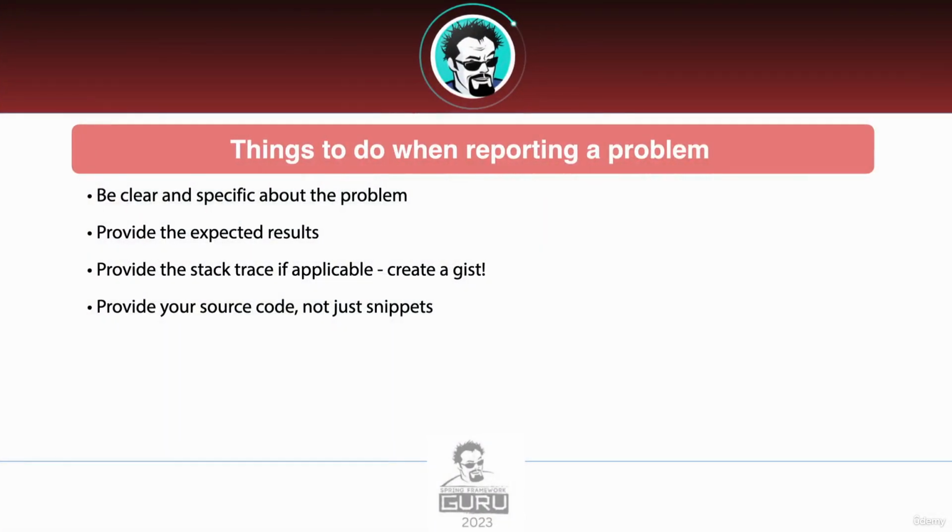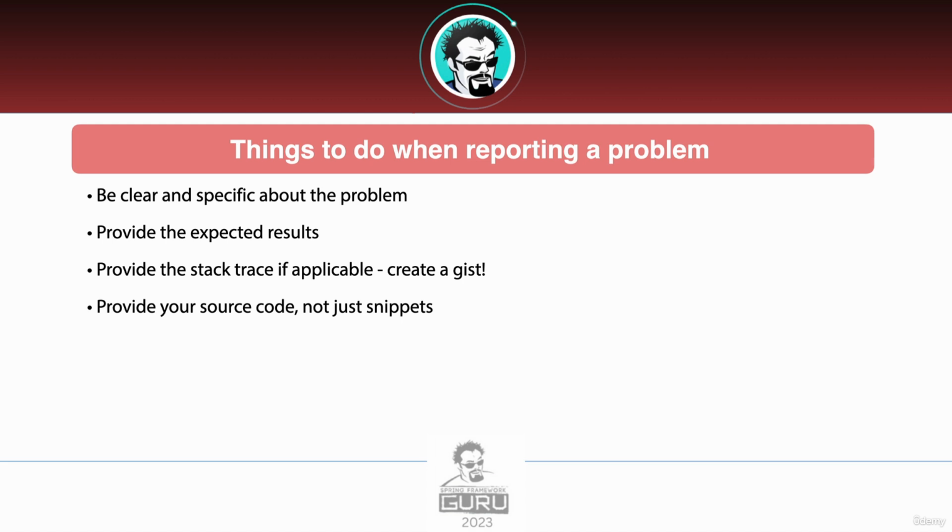Now, when you are reporting a problem, be clear and specific about the problem. Provide the expected results. Provide a stack trace when applicable. GitHub has a feature called Gist. You can take your console output, copy and paste it into Gist, and provide a link. Ideally, provide your source code, not just snippets.